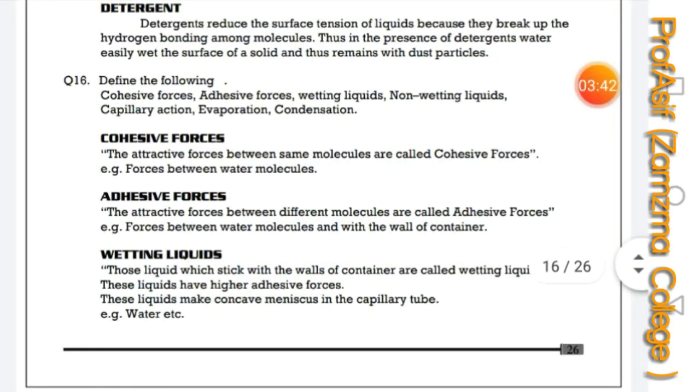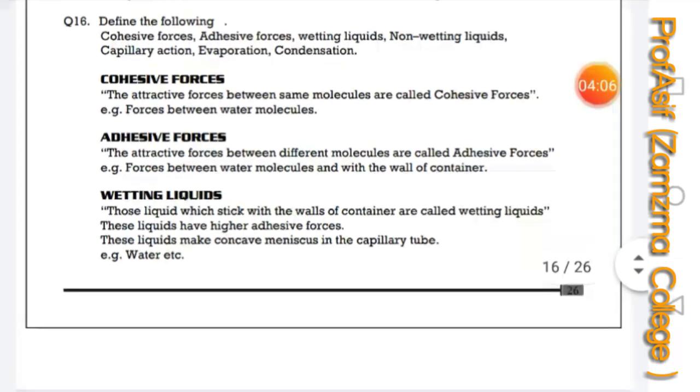These are the three other important definitions. Cohesive force, it is attractive force between same molecules. Adhesive force, it is attractive force between different molecules. Cohesive force exists between molecules of the liquid. Adhesive force exists between molecule of a liquid with the walls of container.